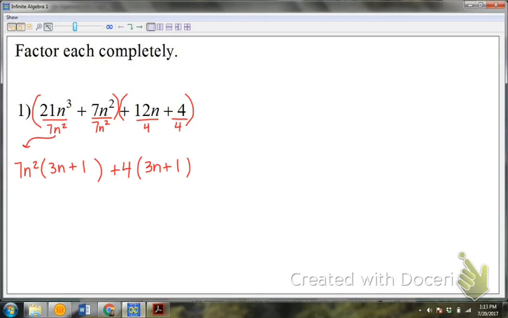What do you guys notice? You have the same thing in both parentheses. You see that? You have a 3n plus 1 and a 3n plus 1. So we're going to take the 3n plus 1 out of the problem. This is our last step. We take it out because it's a common factor, right? They both have a 3n plus 1. And whatever is left, the 7n squared and this 4, go together in the next parentheses: 7n squared plus 4.